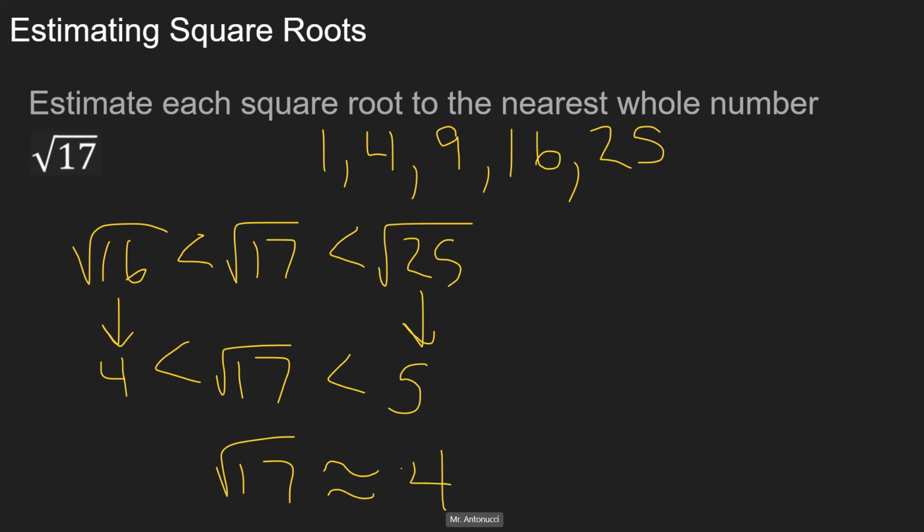Notice I put a wavy equal sign. That means approximately equal to. It would round to 4 and not to 5. If you pump the square root of 17 into your calculator, you would get 4.123, and then the decimal would continue to go on. It wouldn't repeat. It wouldn't end.